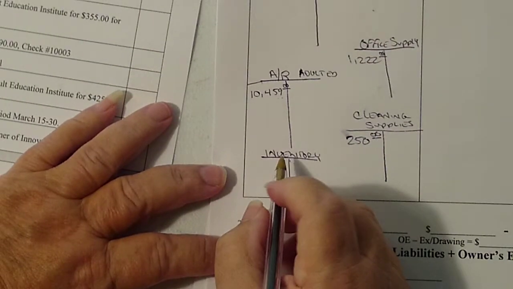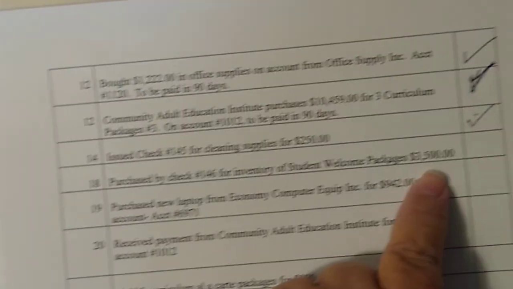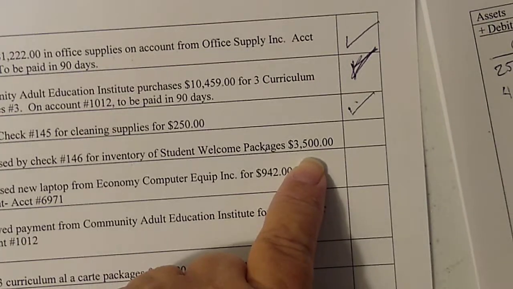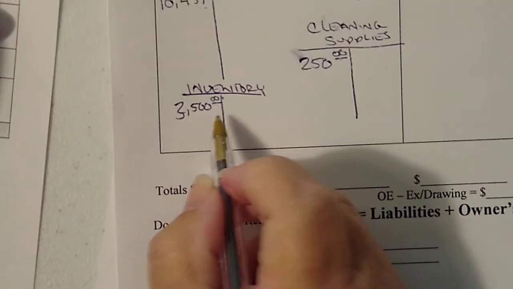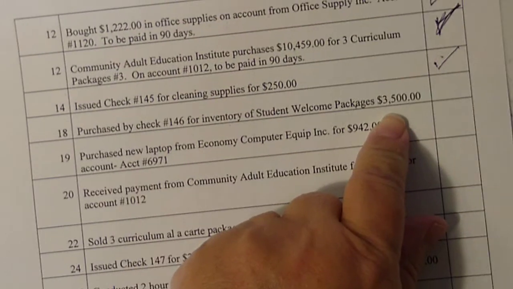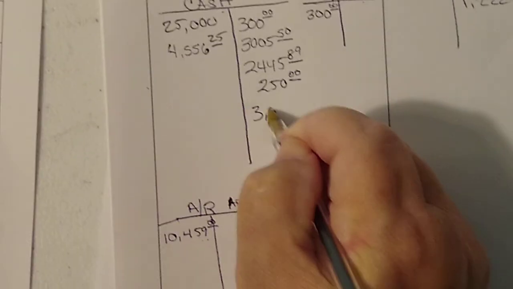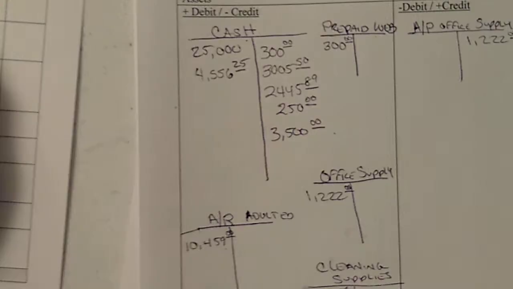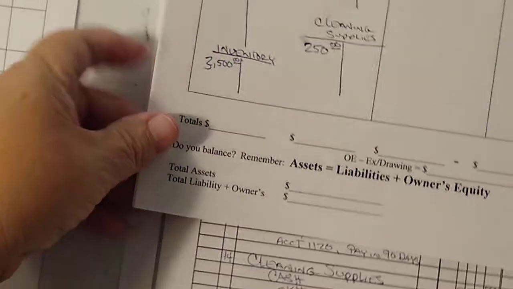So we're going to debit the inventory. Now, that's a lot of money. 3,500. And we paid by check, right? Which means we paid out cash. And you pay out cash by crediting it. 3,500. Okay. Go to the journal.